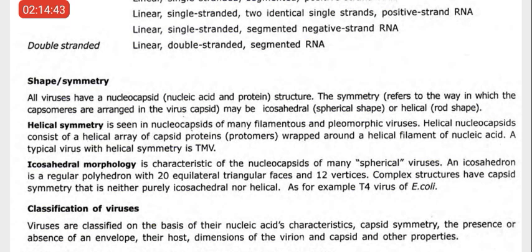An icosahedral morphology is characteristic of the nucleocapsid of many spherical viruses. An icosahedron is a regular polyhedron with 20 equilateral triangular faces and 12 vertices. Complex structures have capsid symmetry that is either purely icosahedral or helical, as for example the T4 virus of E. coli.